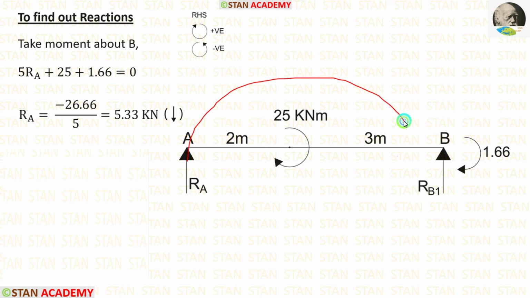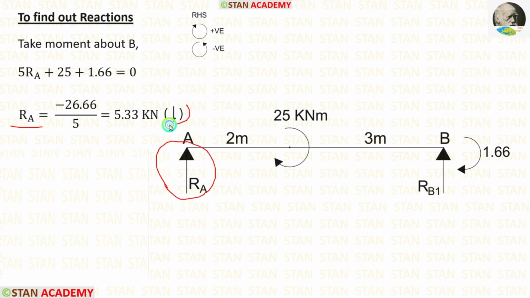RA is acting towards the point B in the clockwise direction, so it will be positive, and the distance is 5 meter, so 5 RA. Then there are two moments, 25 and 1.66. Both of them are acting in the clockwise direction, so both of them are positive. Finally, for RA, we are getting 5.33. For RA, we got a negative value. That means our assumption is wrong. We assumed that RA is acting upwards, but actually it is acting downwards.